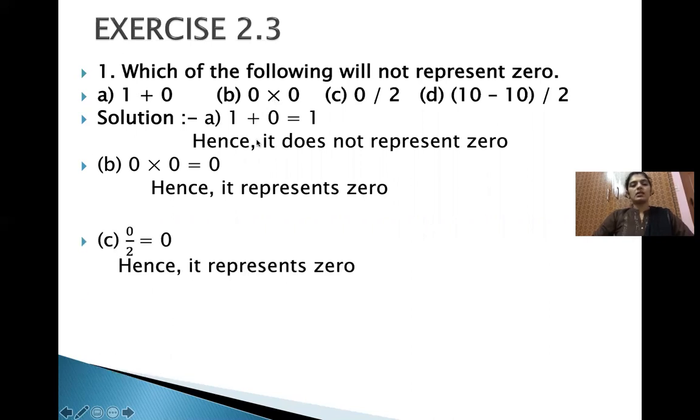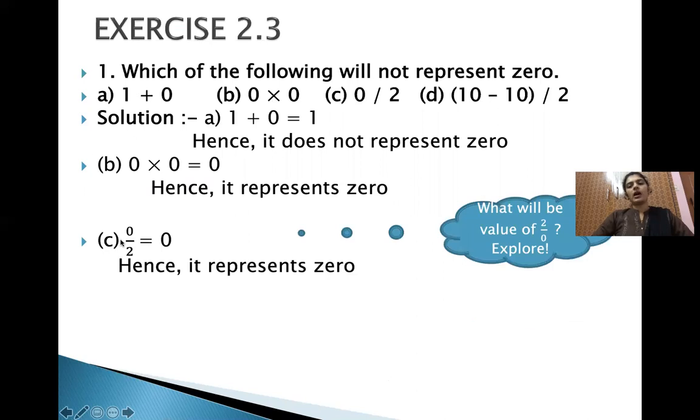Now next is 0 divided by 2. Whenever 0 is divided by any number, we will get 0. So hence this expression also represents 0. Now what will be the value of 2 divided by 0? When we divide a number by 0, what we will get? This number is not defined. So here we got infinity. So 2 by 0 is not defined.